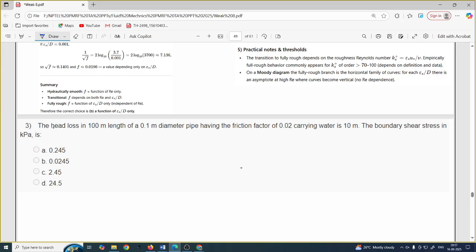So question 3 is the head loss in a 100-meter length of pipe of 0.1 meter diameter, and friction factor is 0.02, carrying water. This is the last question for today. Let me just read. The head loss in a 100-meter length of a 0.1 diameter pipe having the friction factor. Okay, head loss is given as 10 meter. The boundary shear stress is in kilopascal. So you need to calculate the boundary shear stress.